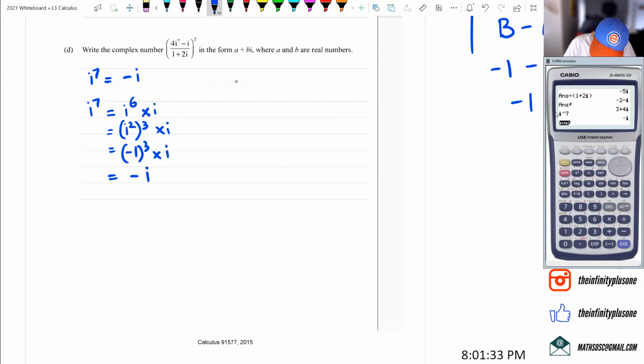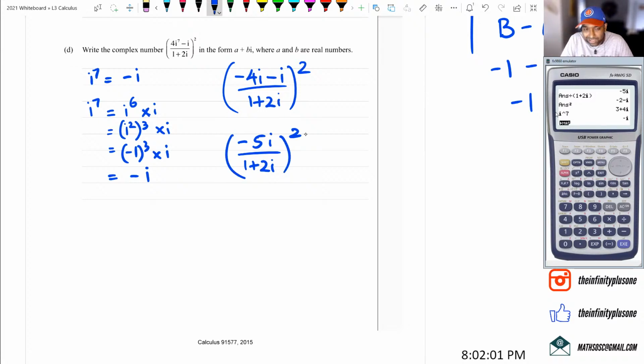So then what we're going to have is 4i. Sorry, is that negative 4i? Yeah, because it's 4 times negative i. Might just put that as negative 4i minus i divided by 1 plus 2i squared, which means I'm going to get negative 5i over 1 plus 2i squared.